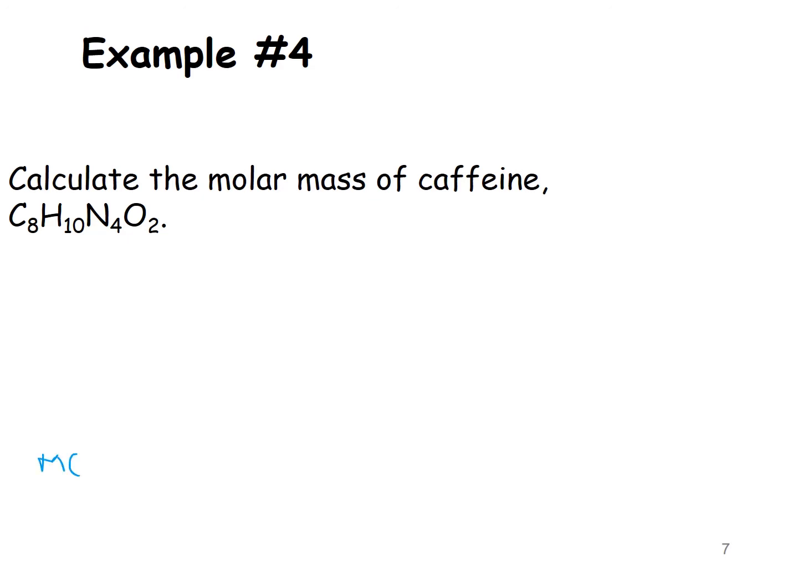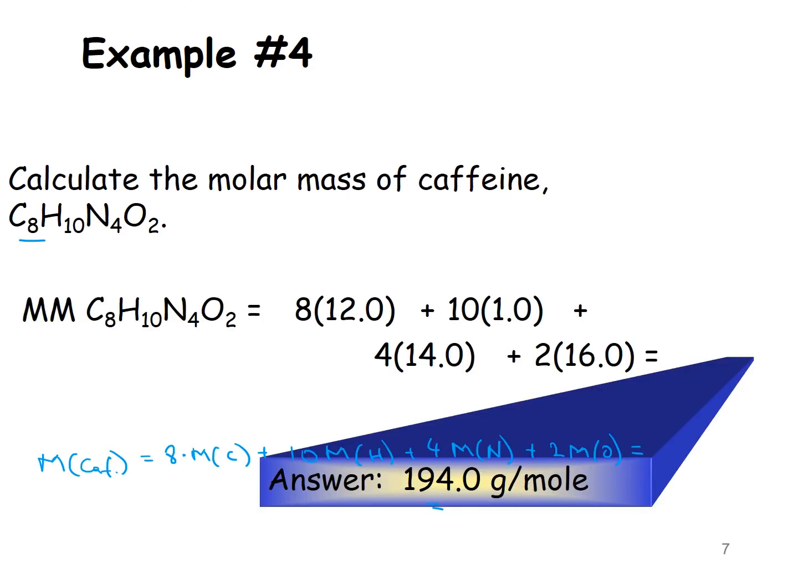So the M of the caffeine is going to be, look at how many carbons you have. So 8 times the molar mass of the carbon. I have 10 times molar mass of the hydrogen. I have 4 nitrogens and I have 2 oxygens. So multiply, add all of this together, and you should get 194 grams per mole.